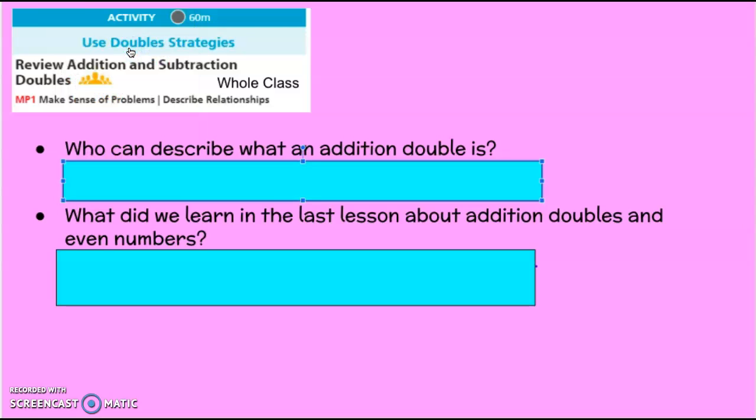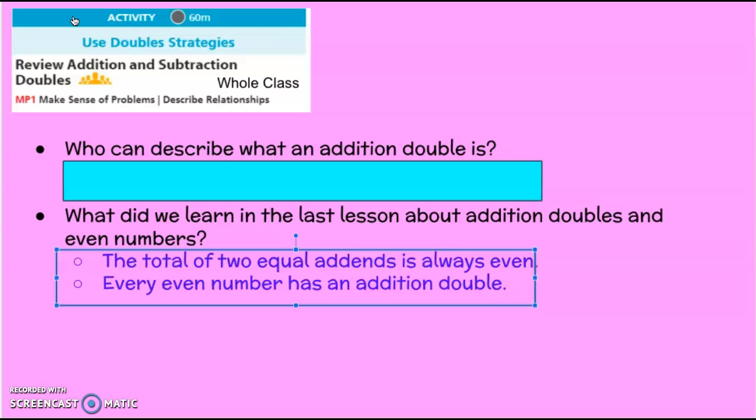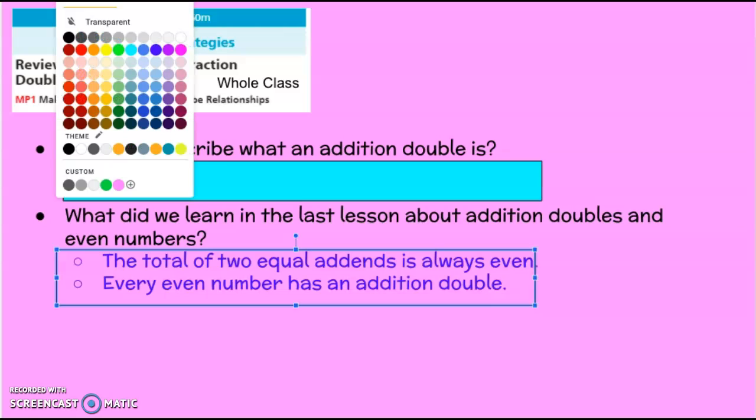What did we learn the last lesson about addition doubles and even numbers? Do you remember that? The total of two addends is always even. Every even number has an addition double. So no matter what the even number is, we could have a double that splits that number, or that double makes up that even number.